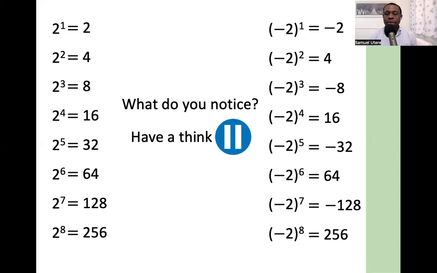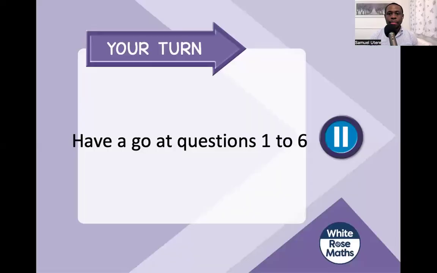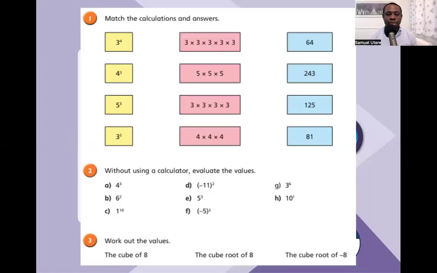Well, the conclusion we can draw from here is that when the powers are odd and the base is negative, our answer will be negative. But if the base is negative, but the power is even, we will have a positive number. It's now time for you to practice using the knowledge you've gathered. Pause the video and answer questions 1 to 3 in 4 minutes.